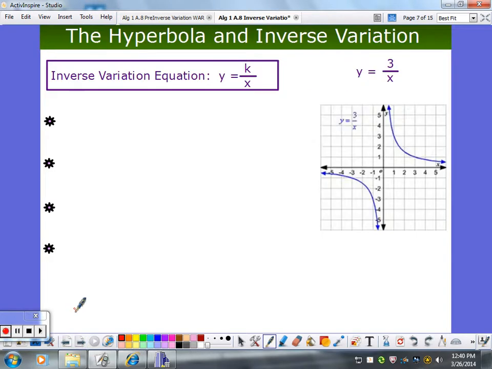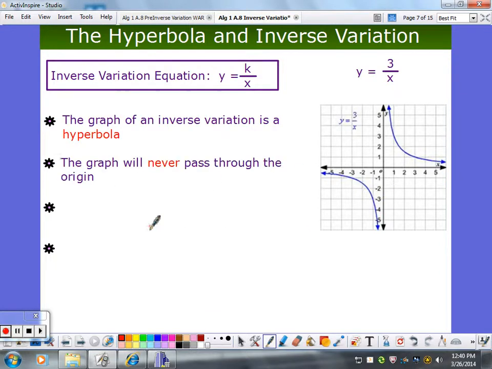Okay, so here's y equals 3 over x. Looking at it. Here it is. It's a hyperbola. It will never pass through the origin, unlike a direct variation, which is always through the origin.